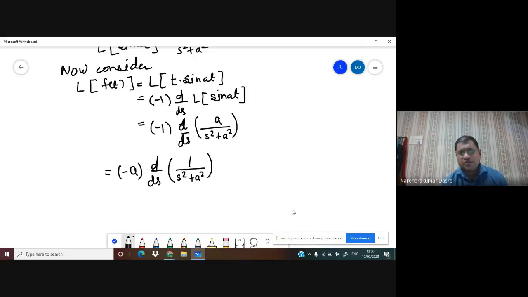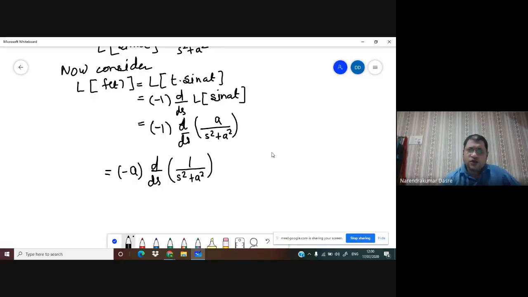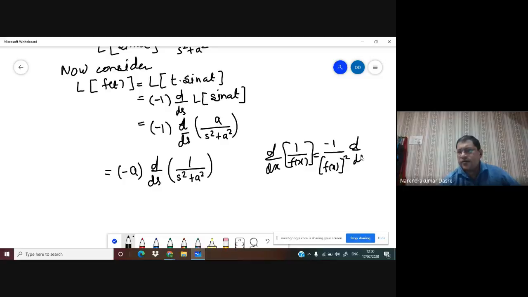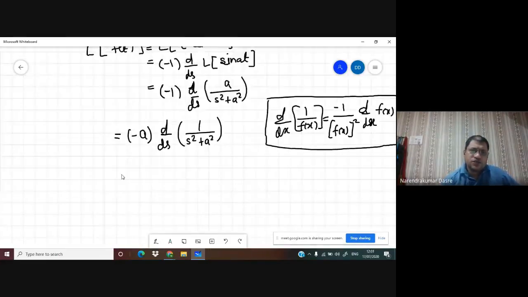What will be the derivative of this term? Minus 2s upon (s square plus a square) whole square. Correct. So what is the formula we have? We have d by dx of 1 upon f of x. So what we have here is minus 1 upon f of x bracket square, and then again d by dx of f of x. So this is the formula we have to use. We have to be careful. Now let us use this formula.